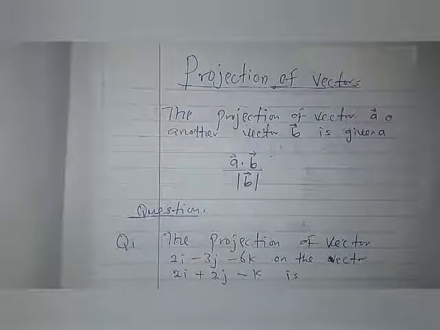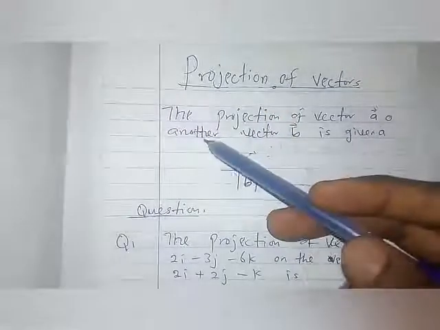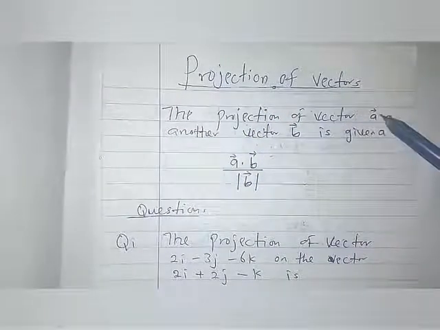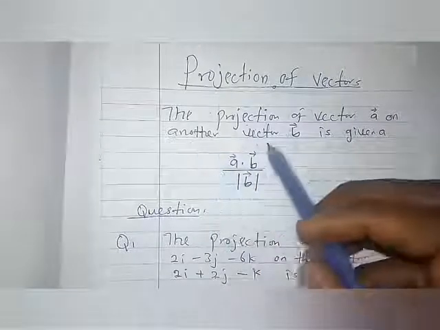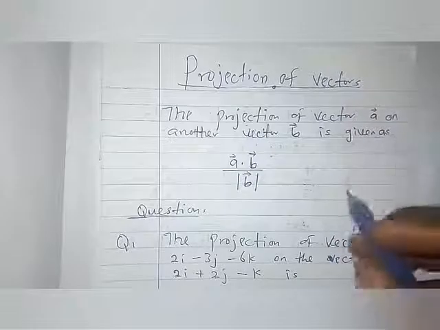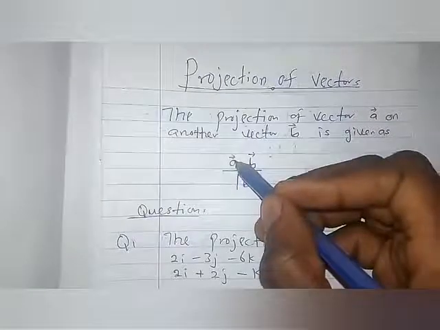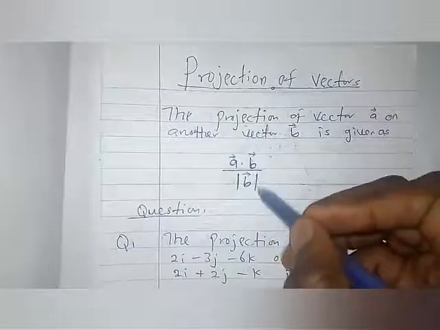In this video I'm going to talk about how to find the projection of vectors. The projection of vector A on another vector B is given as vector A dot vector B, all over the magnitude of B.